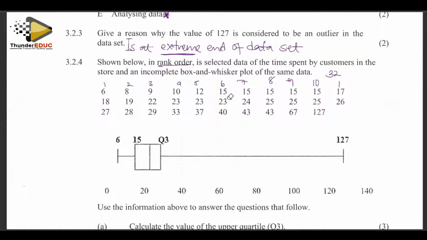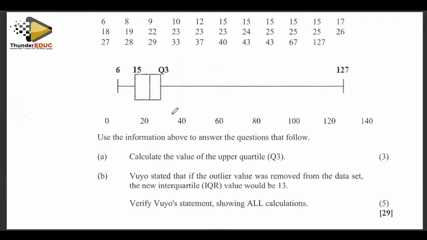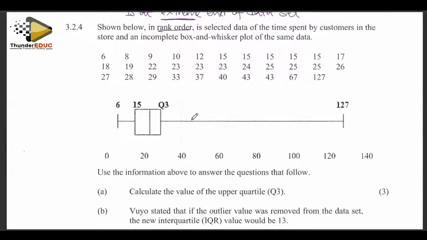Okay, if there are 32 values and I'm asked to find the Q2, what will I do? Anyway, have they asked me to do that? Let me see. Question number A, or part A, calculate the value of the upper quartile, 3 marks. Now, take note, we are given the minimum. We have the Q1. We don't have Q2. Q2 is missing. And remember, Q2 is what we use to determine the left and the right.